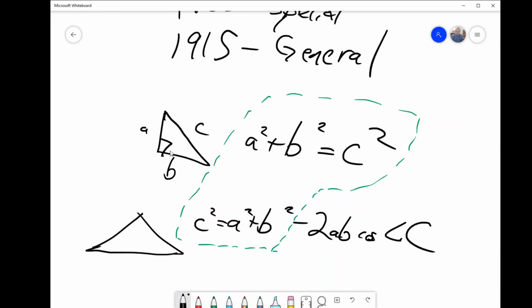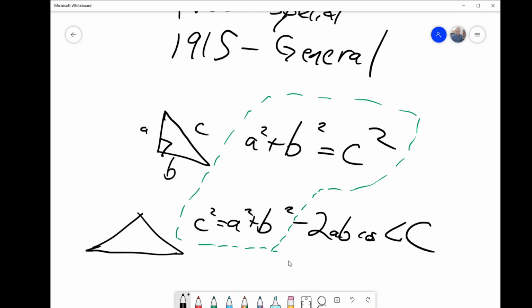It's the special case because it only works in the one instance when angle C is 90 degrees, because cosine of 90 is 0. So in that one special case, the two work together. But because it is a special case, it's only true in that one circumstance. Whereas the cosine law is always true.